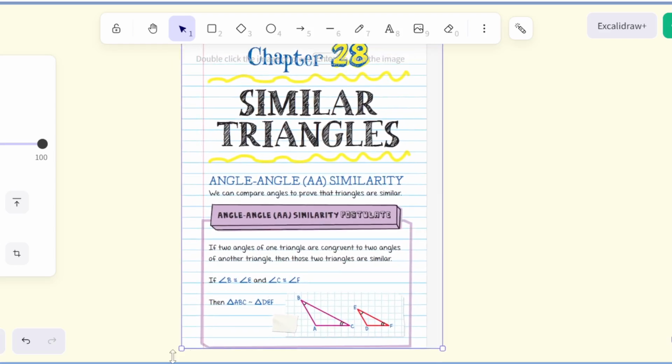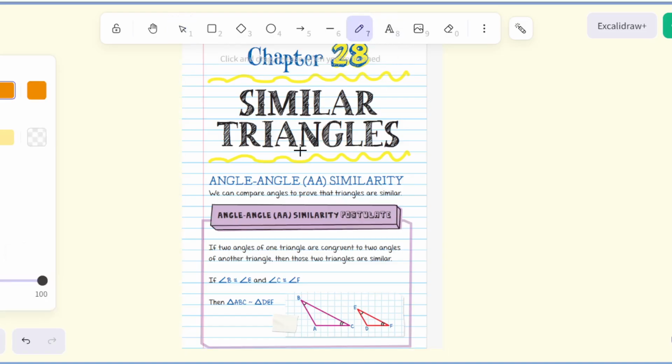So what they have written is similar triangles. The criteria by the basis of which you can prove two triangles similar. So one of them is angle. If any two angles of the two triangles are the same, you can prove the triangles to be similar.